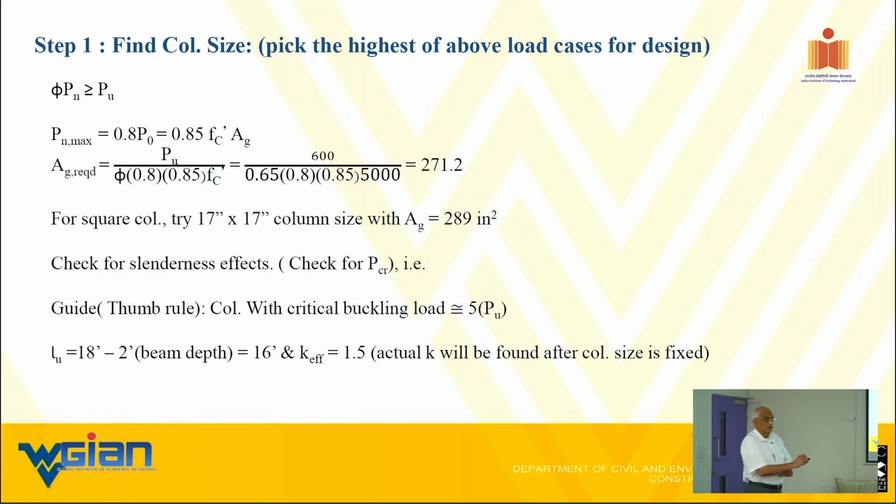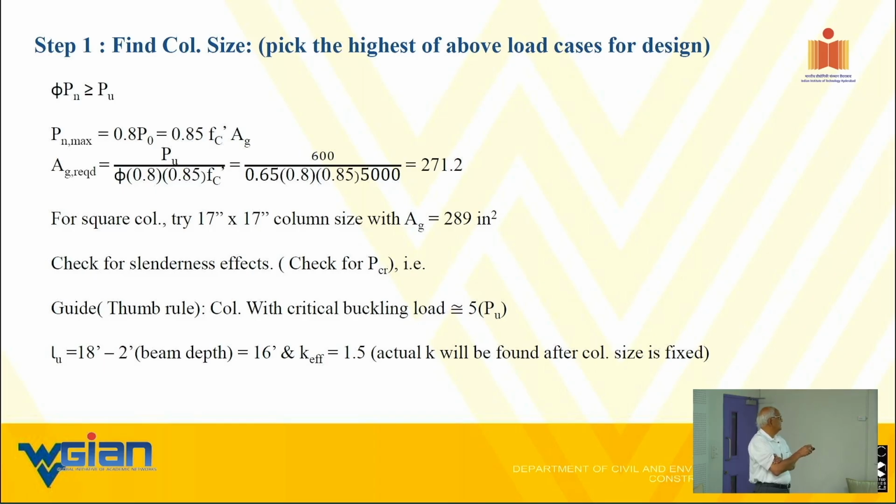So that is one step I said. You remember that? Pn max is 0.85 P0, and 0.85 f'c. So from that equation, including the load reduction factor, for that load capacity of 600 kips, that results in 271 inch square. A 17 inch by 17 inch column has 289 inch square.